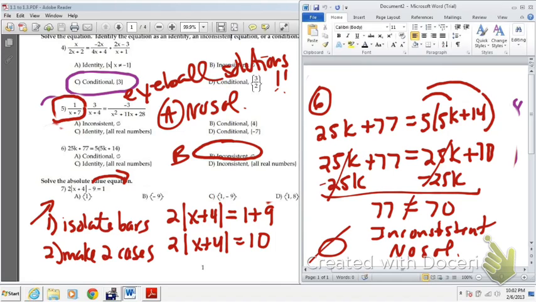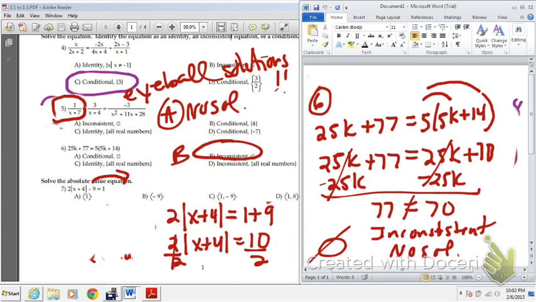You cannot distribute that 2. Whatever you do, don't distribute that 2 through the bars. What are you going to do? You're going to divide by 2, because you want to get those bars isolated. Isolate the bars. That's phase 1 of the game. Okay? So I'm going to erase this part. Now we got the bars isolated. Life is good. So we have bar x plus 4 bar equals 5, because 10 divided by 2 here is 5. And it's still in bars.